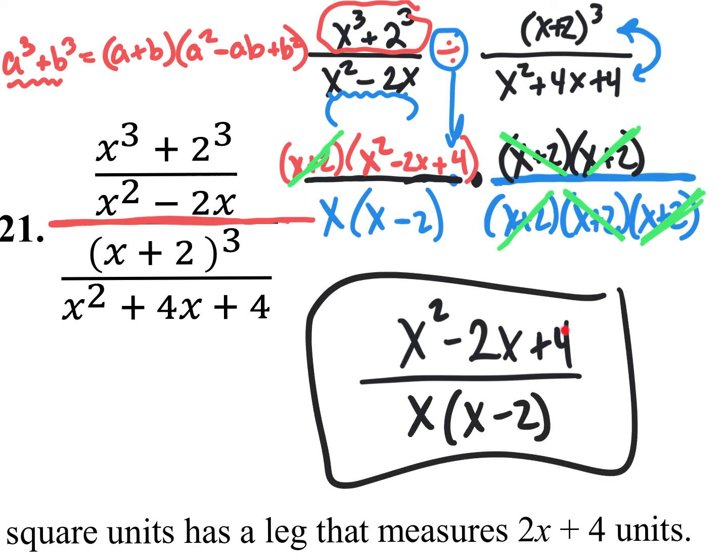Now, even if you tried to factor further, like what times what is 4, that if you add together is negative 2, it can't be done. It doesn't work. That's as far as you could go. Can't cancel out anything else. We're done.